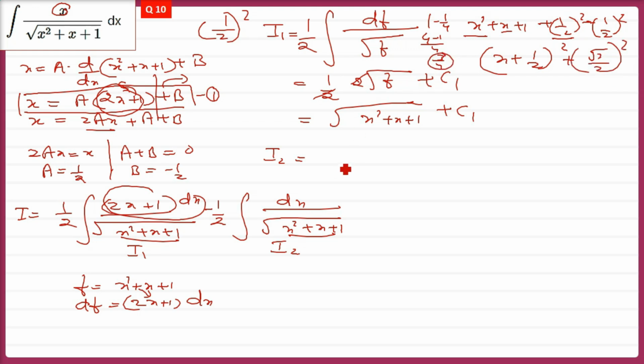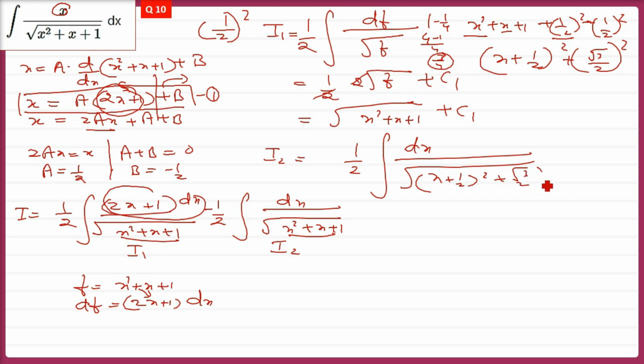So this integration will be formed like this. Dx, we have a negative half, so you just write half. dx divided by under root x plus half whole square plus root 3 by 2 whole square. And this is simply integration of dx divided by under root x square plus a square. You already know what to do with this. We have a direct result of this. I'm going to write the direct result right now.